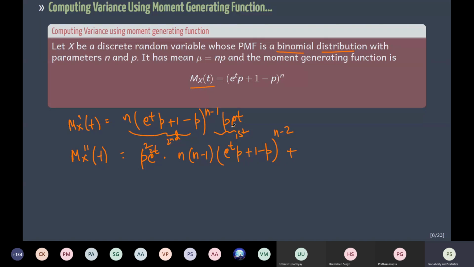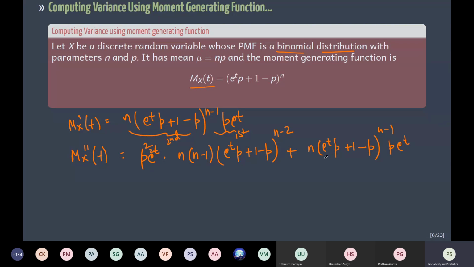We did the first function into the derivative of the second, and then we take the second and do the derivative of the first. If we do this, then n (e^t p plus 1 minus p)^(n minus 1), and then this is n p, so this is just p e^t only. So p e^t.